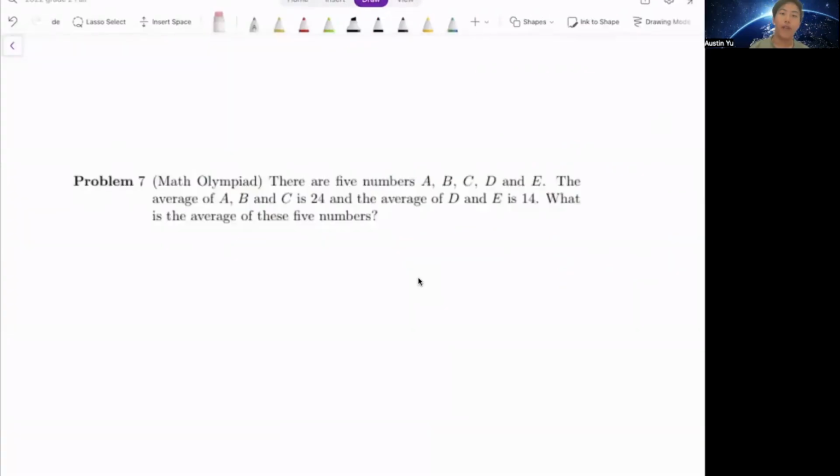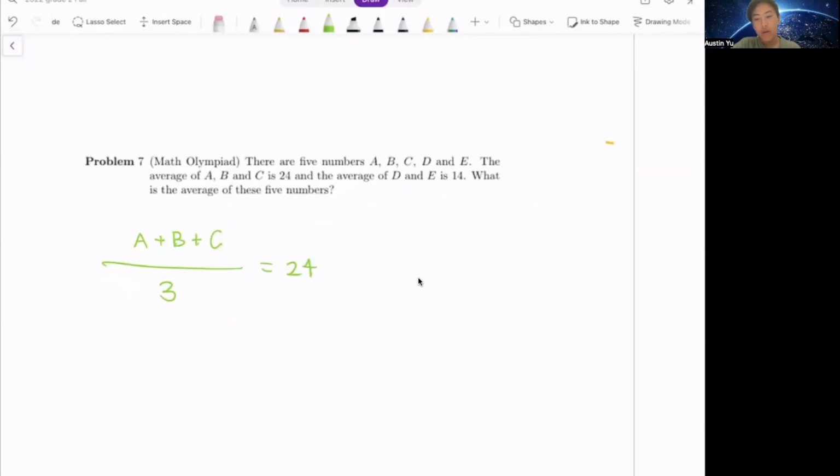Problem 7. There are 5 numbers A, B, C, D, and E. The average of A, B, and C is 24, while the average of D and E is 14. What is the average of these 5 numbers? So first, we know that the average of A, B, and C is 24. So this would mean A plus B plus C divided by 3, since there are 3 numbers, A, B, and C, equals 24. Therefore, the sum of A, B, and C would just be 72, because 24 times 3 is 72. And this would be the sum of A, B, and C.